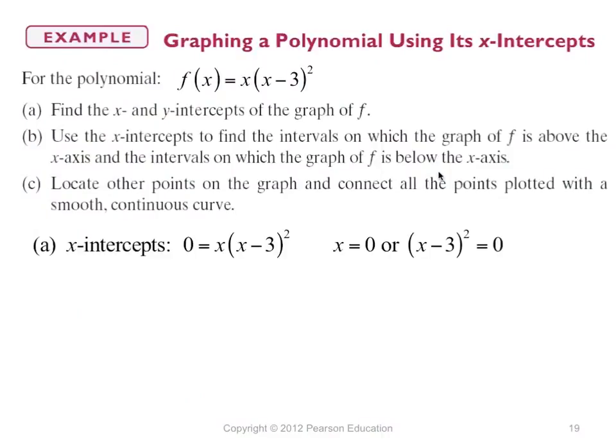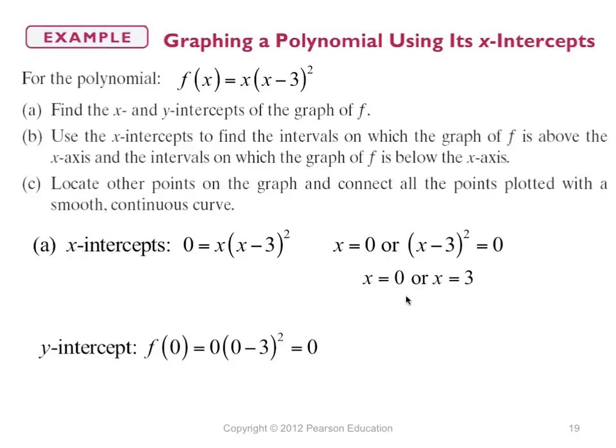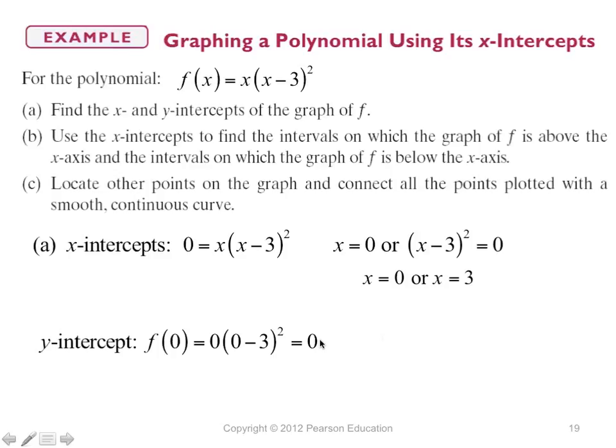To find our x-intercepts, you remember you set y equal to 0. If we do that, we use the zero product property, which tells us to set the first part equal to 0 and the second part equal to 0. So we get x equals 0 or (x minus 3) squared equals 0. So you get two solutions, x equals 0 or x equals 3. Those are our real zeros. To find the y-intercept, we set x equal to 0, and if we do that, we just get 0 again.